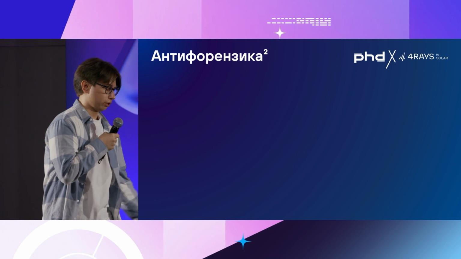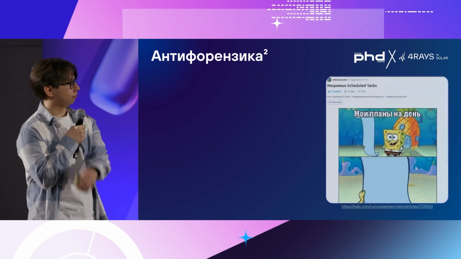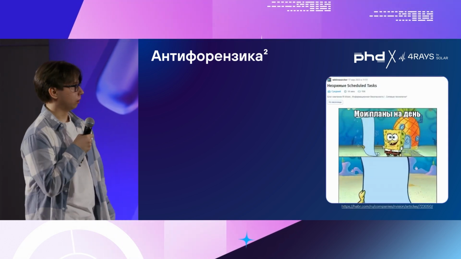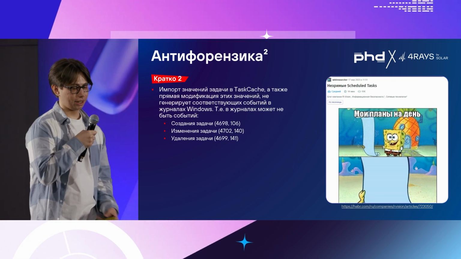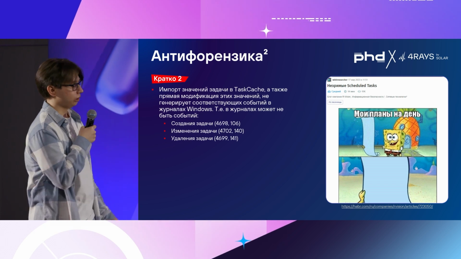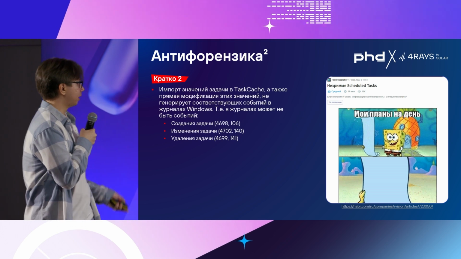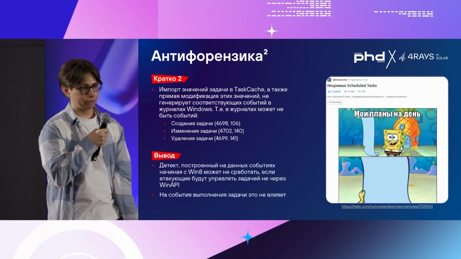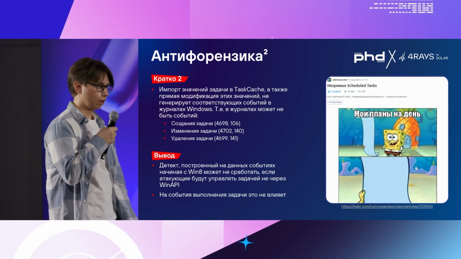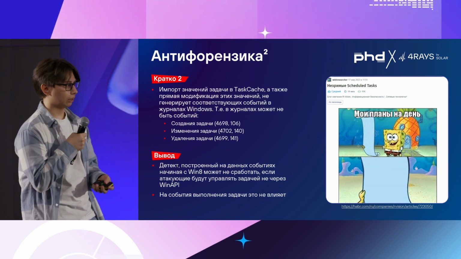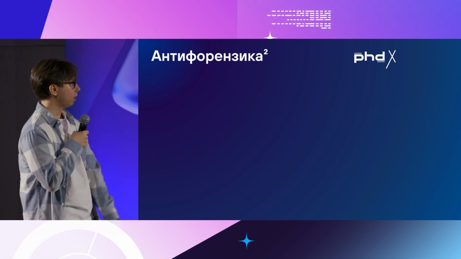If you think that all that I said was anti-forensics, then now we are in anti-forensics to the power of 2. Colleagues from Aris have an article about something similar, but not exactly this. They write that if we import the value of a task into the task cache, or if we modify them directly, then it will not generate events related to tasks. So in logs, we may not see task creation or deletion events. If you build detection based on the fact that these events are available in the log, then beginning from Windows 8 they're not available, because in Windows 8 exactly, they disabled protecting the tasks from deleting.